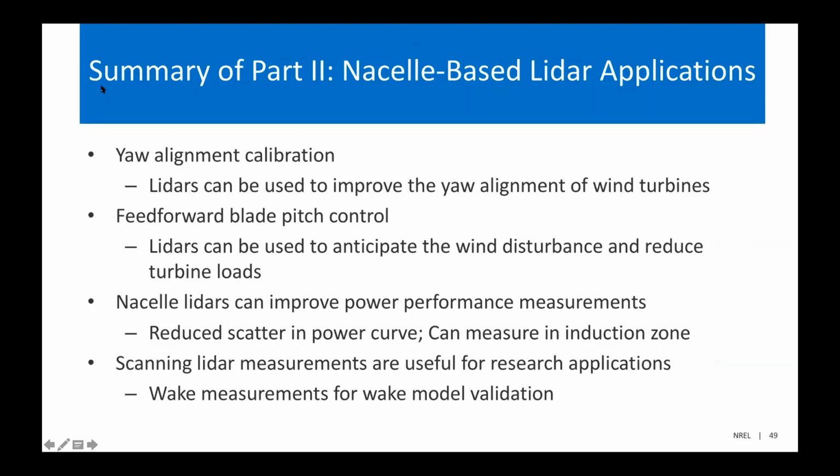Okay, so on to a summary of part 2. First, we talked about the yaw alignment calibration application of a nacelle-based LiDAR, and we showed that LiDARs can be used to improve the yaw alignment of wind turbines, and this can lead to an increase in the annual energy production. From that, we then talked about feed-forward blade pitch control and how LiDARs can be used to anticipate the wind disturbance and reduce turbine loads that turbines would otherwise experience. And we saw how nacelle LiDARs can improve power performance measurements. They can reduce scatter in the power curve and can allow us to measure in the induction zone. And then scanning LiDAR measurements can be used for research purposes. We just looked at how they can be used to measure wakes behind a wind turbine rotor.